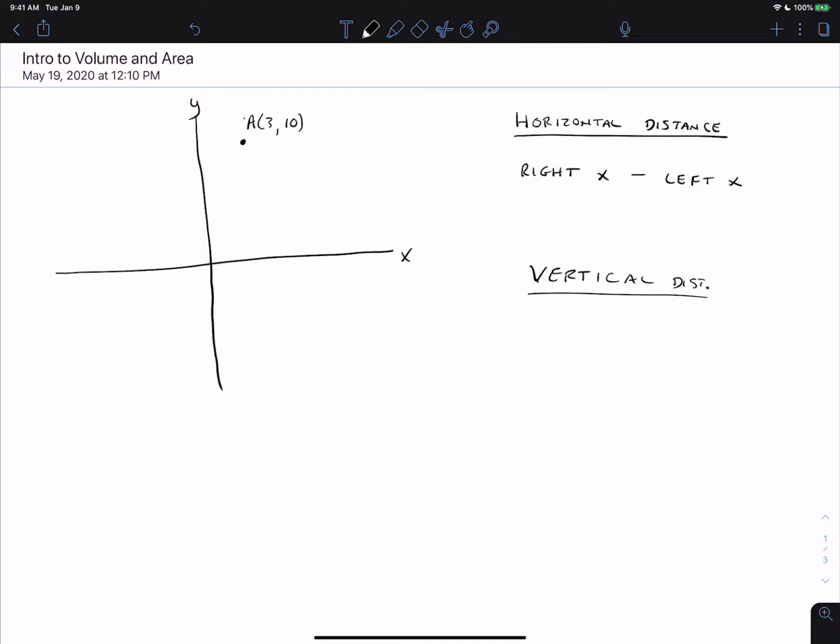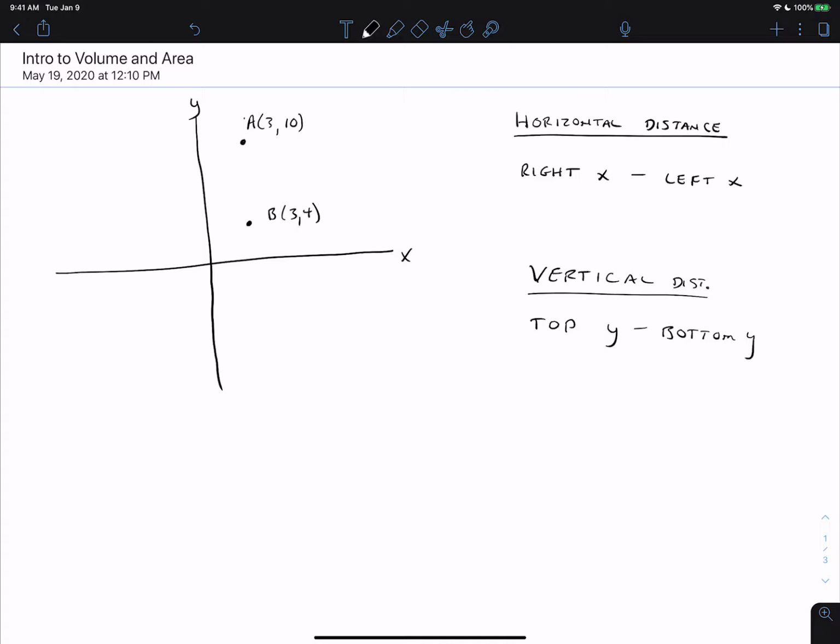So if I wanted to do the distance between the point A (3, 10) and the point B (3, 4), then that distance is 6, and we take the top y minus the bottom y. And again, it has to be vertical, which means the x coordinates would be the same, but that always works. That works for positive values.